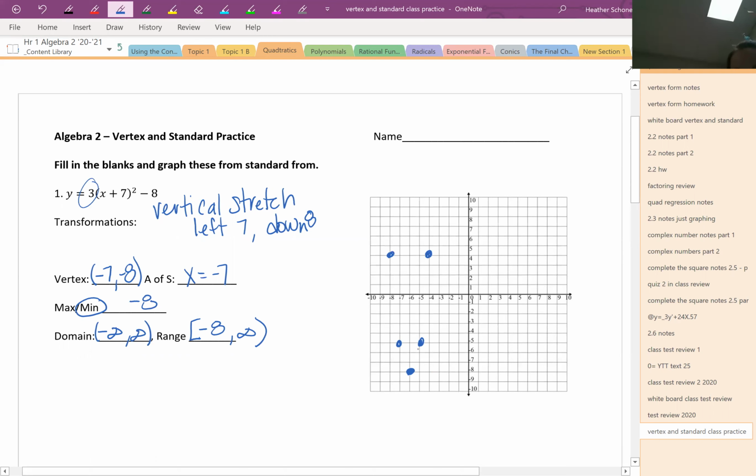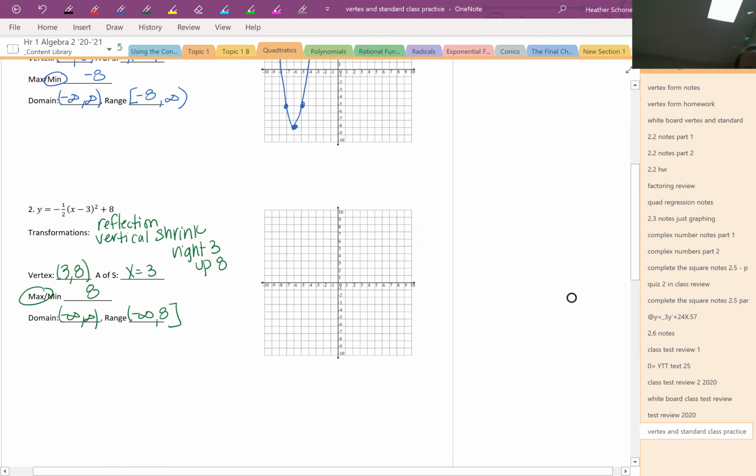And your graph should look like this. Okay. And the minimum is down here at -8 because it's the lowest point, and then there's your domain and range. All right, let's see what happens on the second graph.